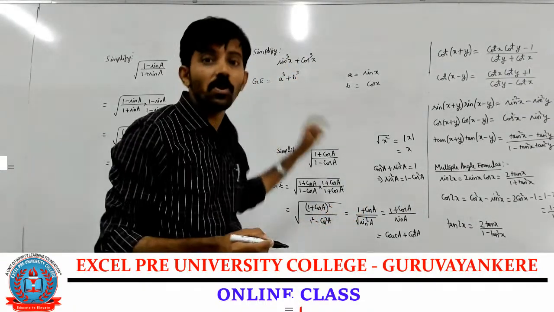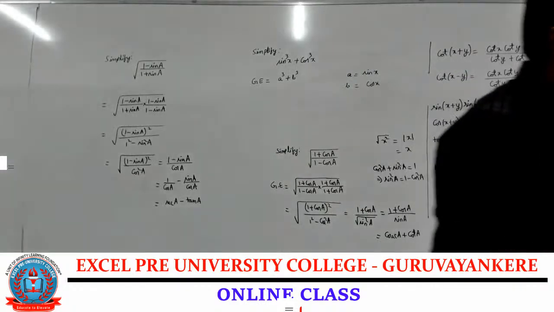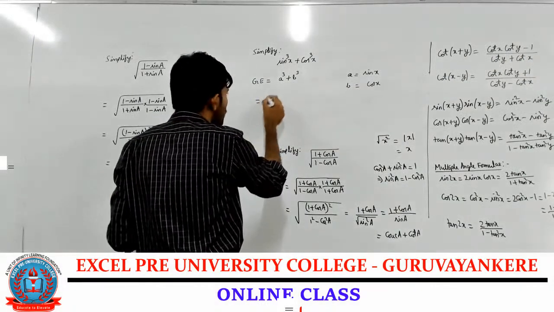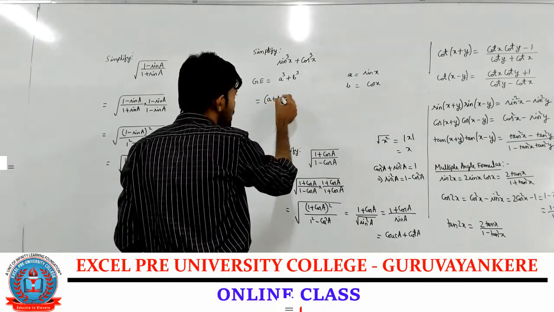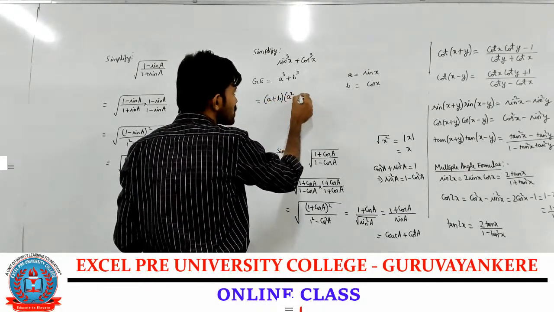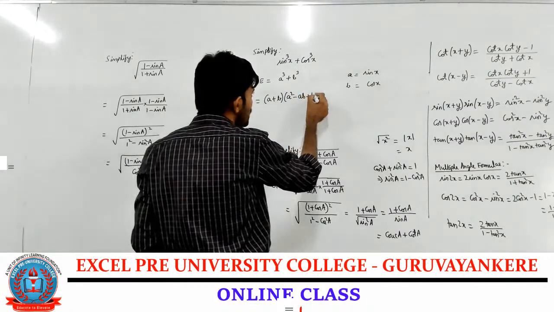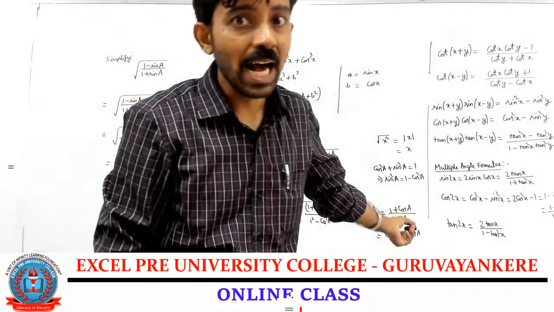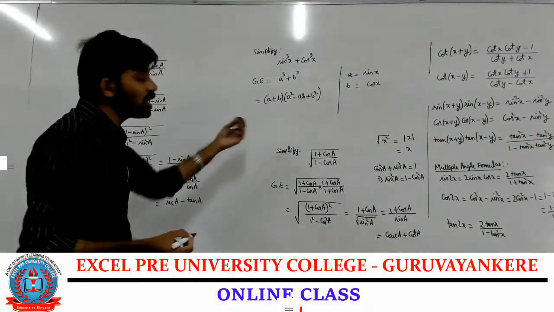What is the factorization for a cube plus b cube? How do you decompose this? A cube plus b cube is a plus b into a square minus ab plus b square, right? A cube plus b cube formula. You know this basic algebraic identity already, we used it in the previous class.